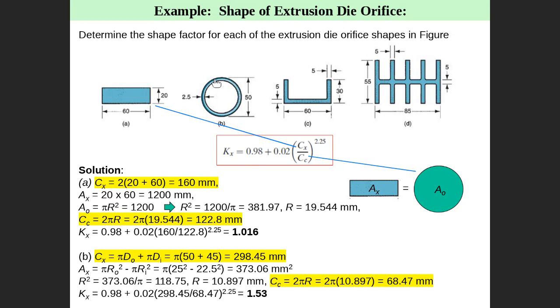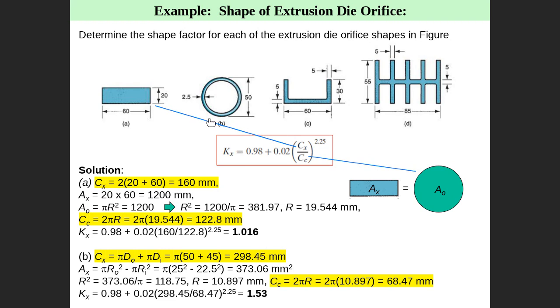Then the perimeter here is two perimeters: π DO is one perimeter, and π DI is the second perimeter. So one outer perimeter and one inner perimeter. So Cx is the total perimeter, π DO plus π DI. D outer is 50, D inner is 45, because here it is 2.5 and 2.5. Then you get the Cx. This is Cx.